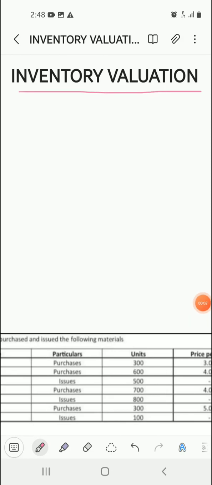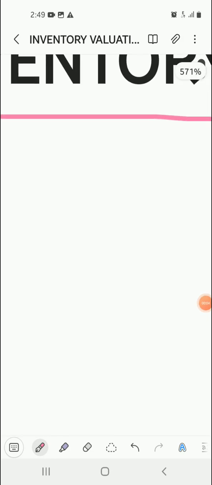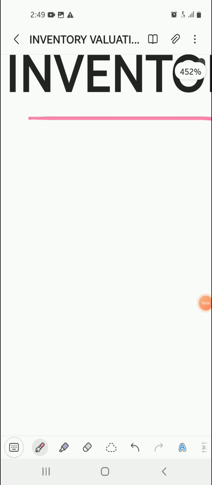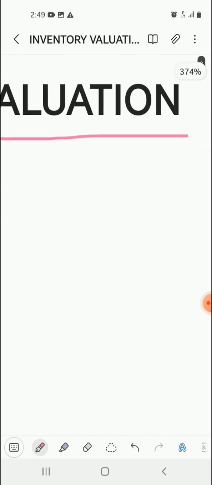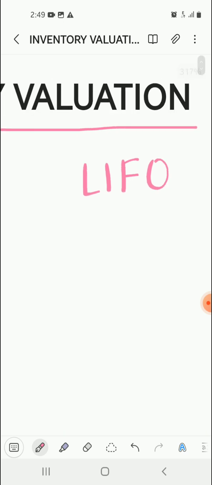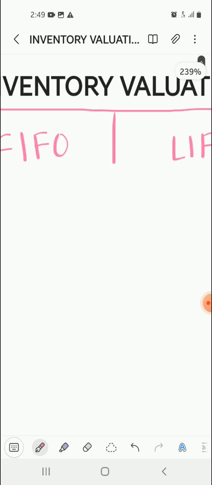Today's topic is inventory valuation. We will be solving sums on inventory valuation, and there are two methods of doing it. The first one is FIFO and another is LIFO. These are the two methods we are going to discuss today. There can be a weighted average method as well, but these are the two we are going to discuss for now.